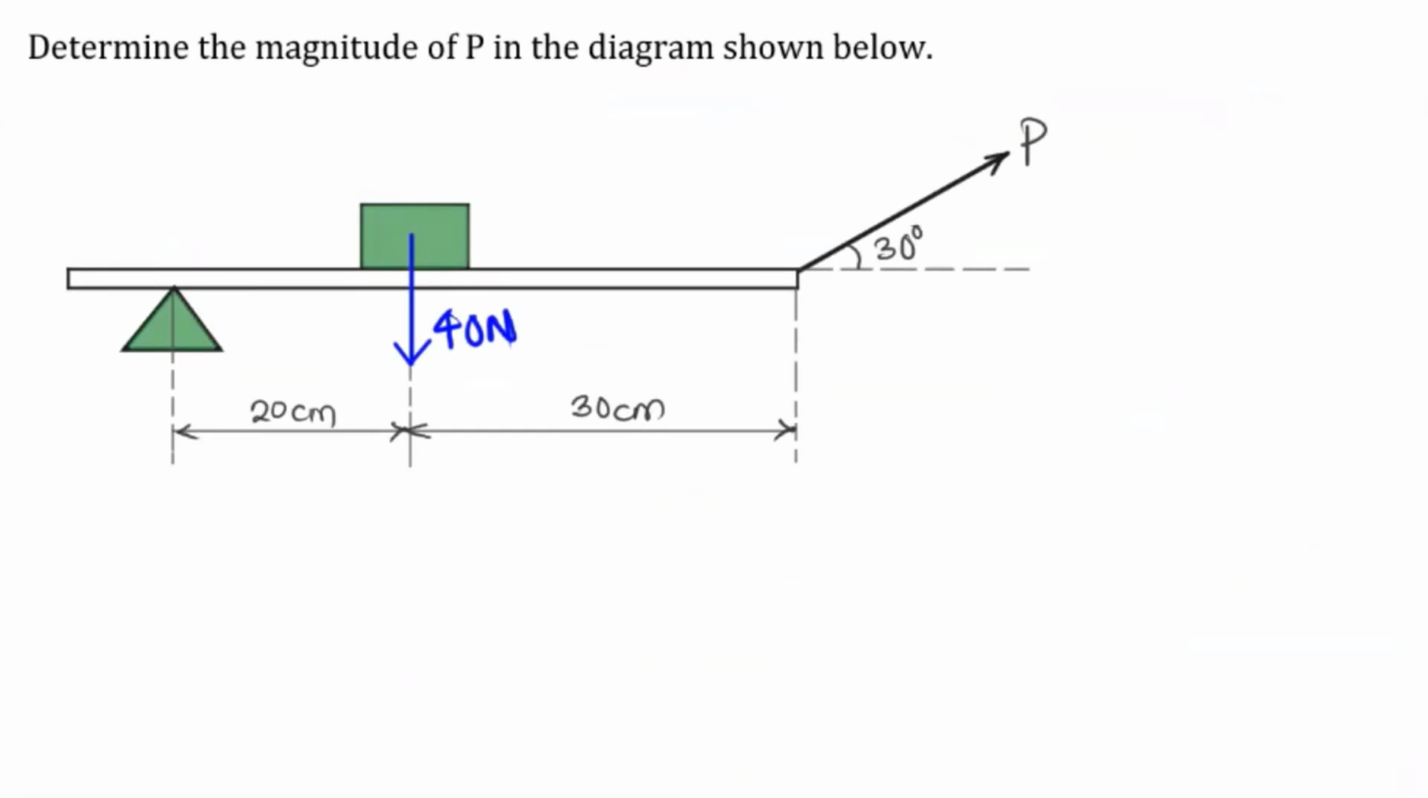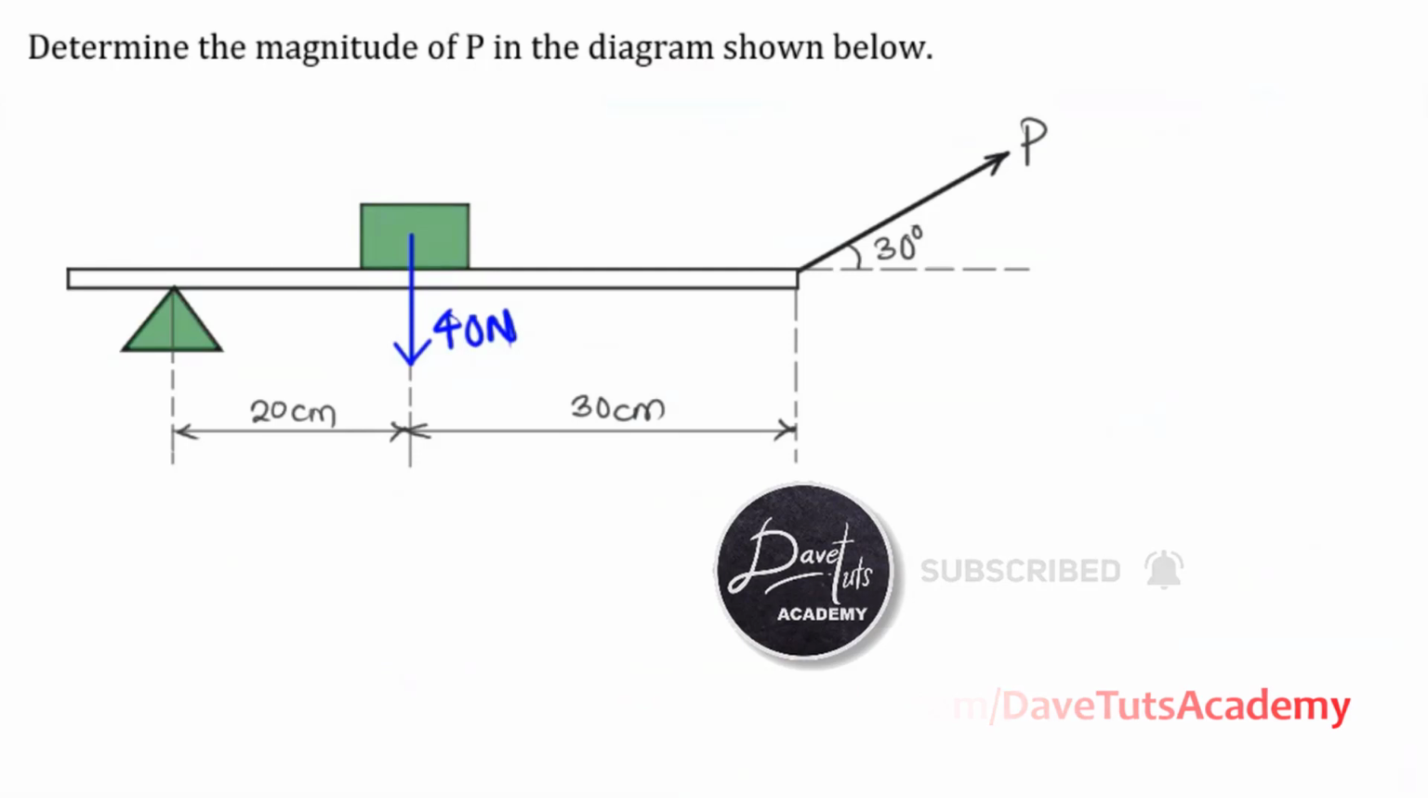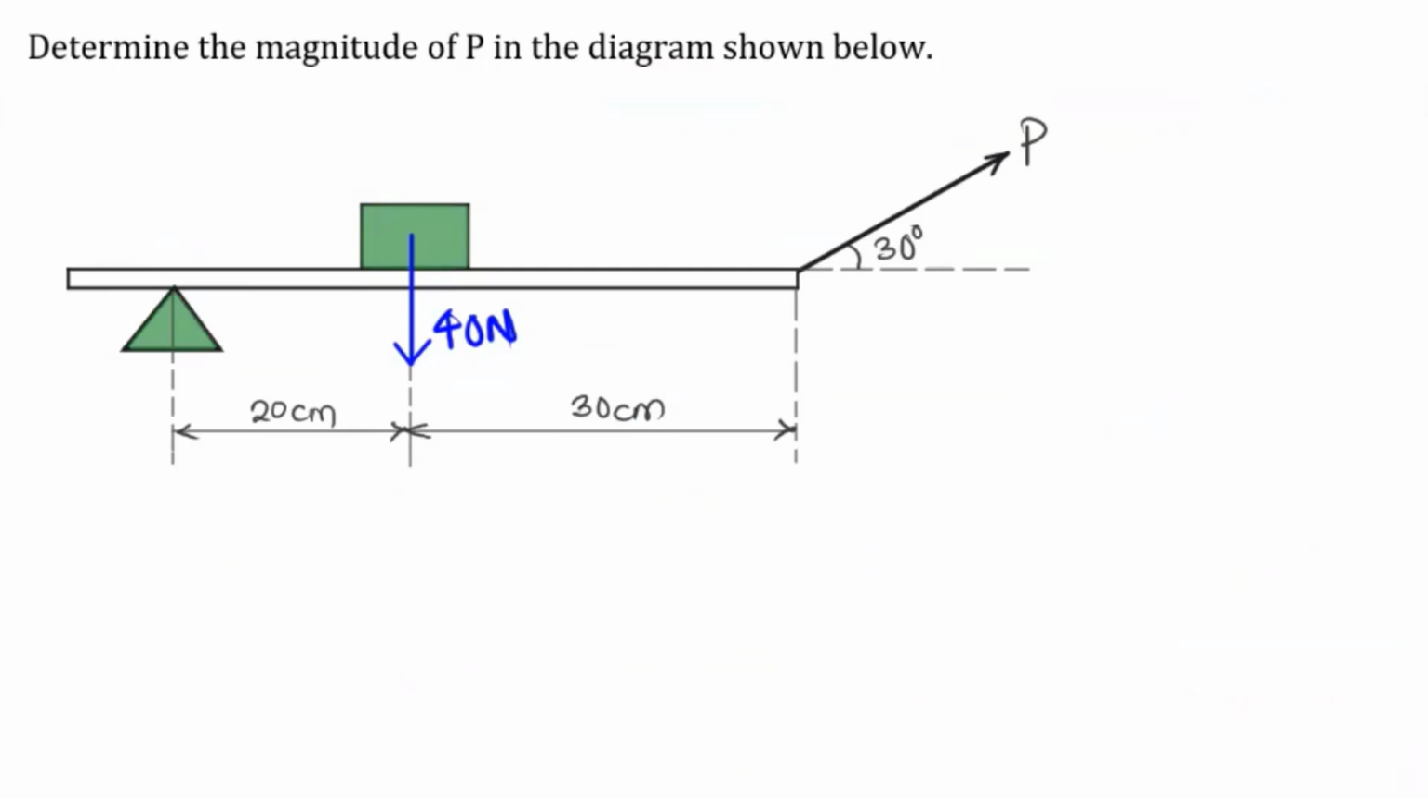This is quite simple, very, very easy, but just testing our understanding of core principles as defined in the theoretical analysis of what we've been talking about so far. So please look at this and let me know what we should do. We know that, what is the magnitude of P in the diagram shown below? But we know it's balanced.